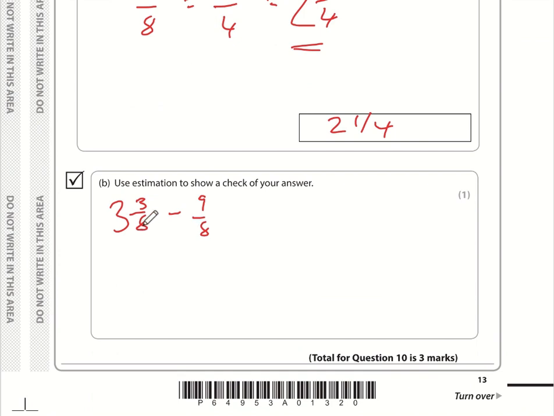Now 3 3/8, that's very close to 3 4/8, which would be 3 1/2. So let's just call that 3 1/2. And 9/8, that's very close to 8/8, which is 1. 3 1/2 take away 1, that is 2 1/2, which is close-ish to 2 1/4. So it's approximately 2 1/4. We'd probably say 2 1/4 is approximately 2 1/2. Anyway, we're in the right ballpark. So we've used estimation to show a check of the answer. I do think this part B is a little bit odd though.